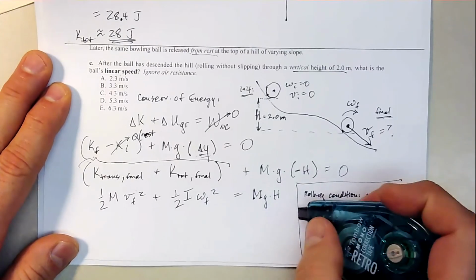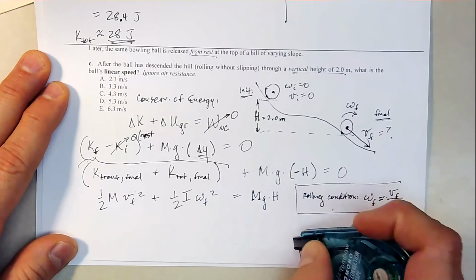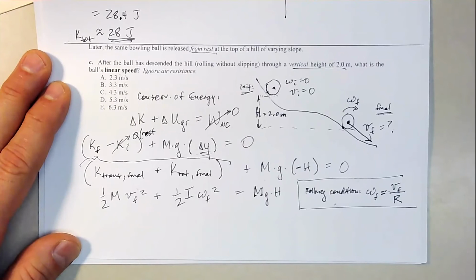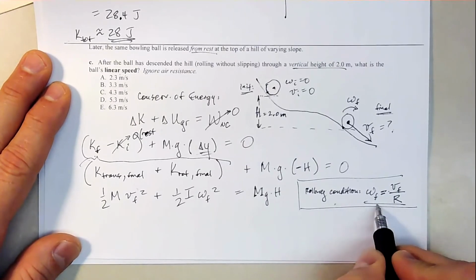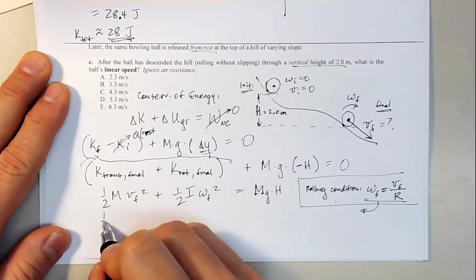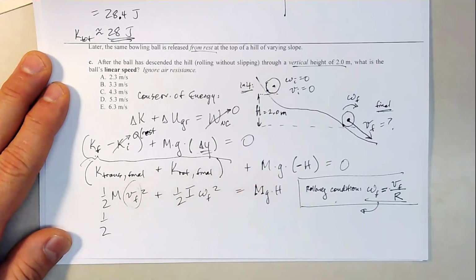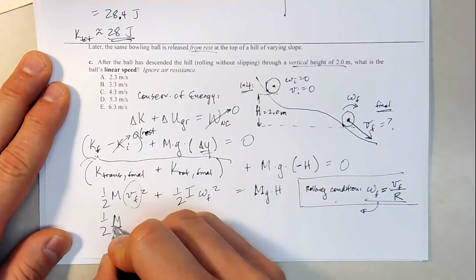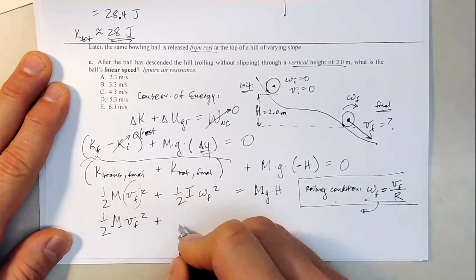And at that point, we will know everything in the equation that we need to know to be able to solve for our unknown, so we're going to plug that in to solve for V final. So let me show you what I mean.